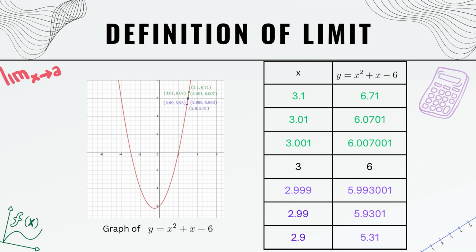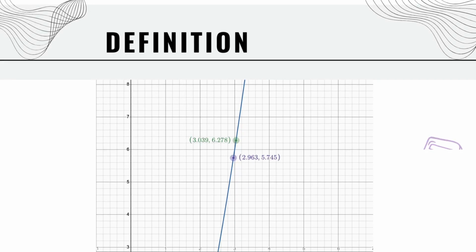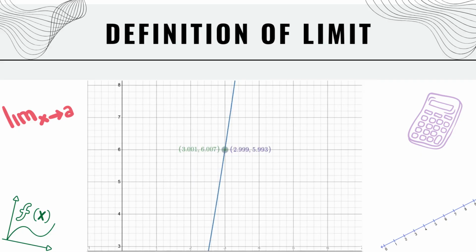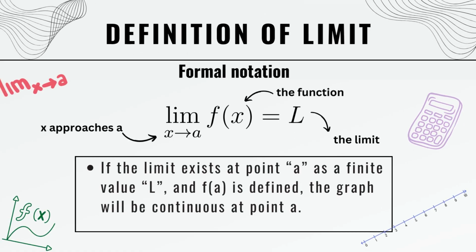This can be better demonstrated by looking at what happens on a smaller scale. As predicted before, as x approaches 3, y approaches 6, and now we can conclude that the limit of the function y equals x squared plus x minus 6 as x approaches 3 is 6. If the limit exists at point a as a finite value L and f of a is defined, the graph will be continuous at point a.